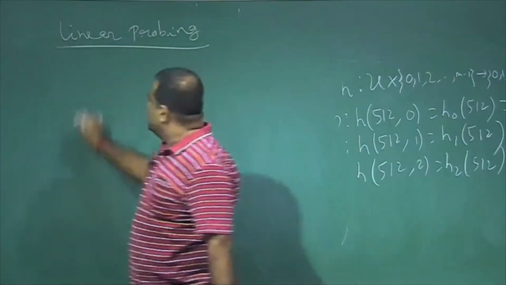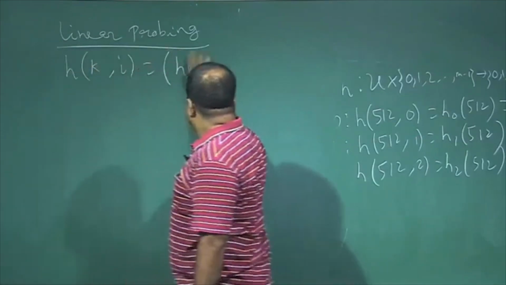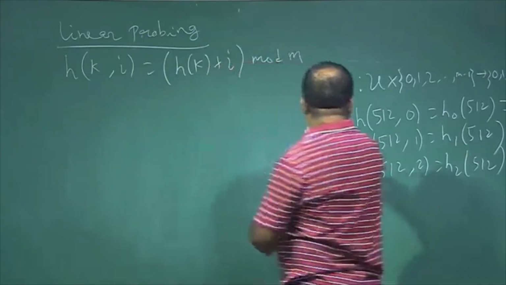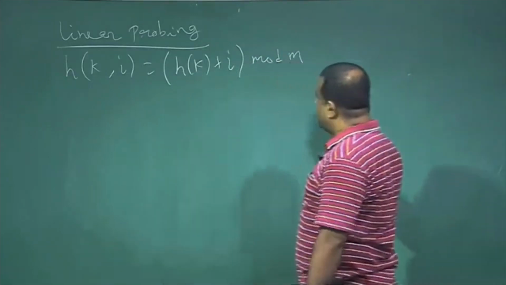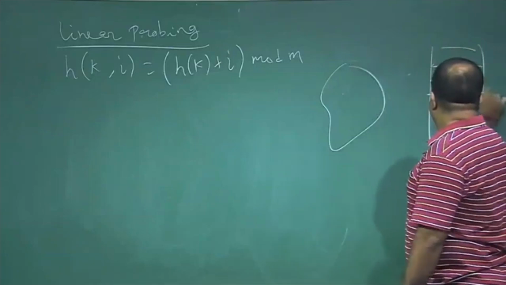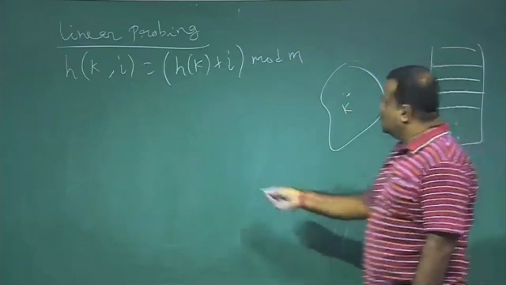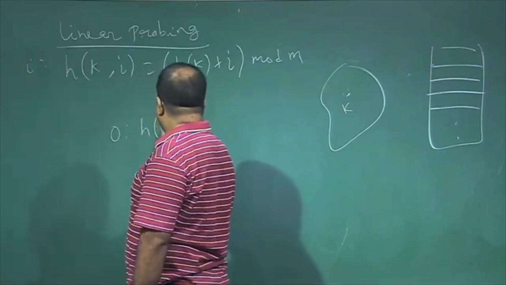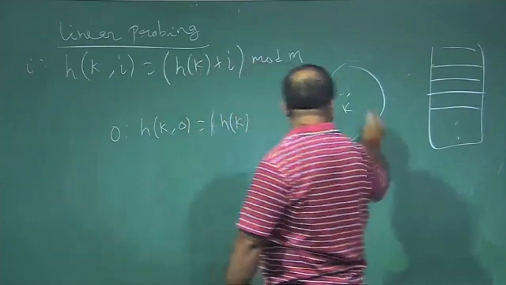So in linear probing, the ith probe is h of k plus i mod m. We have the hash function h, and we have a key, so we apply h on that. For the 0th probe, the first probe, we are just applying h of k mod m, and it hits somewhere.